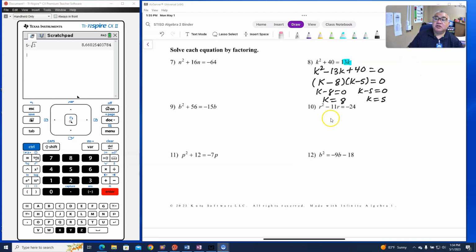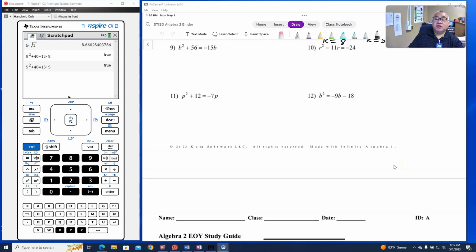Now, if you want to check, you can also substitute. I'll try to do both of them. So we have 8 squared plus 40 equals 13 times 8. And you notice it's true. So now we're going to do 5. So we have 5 squared plus 40 equals 13 times 5. That's true.